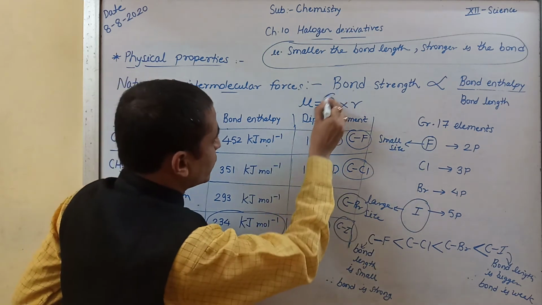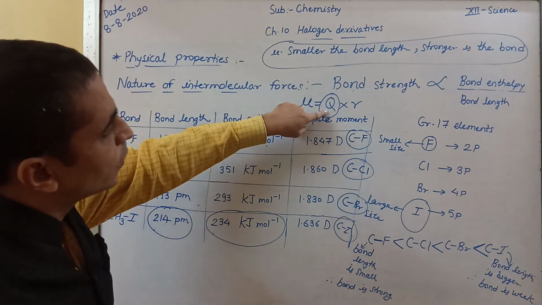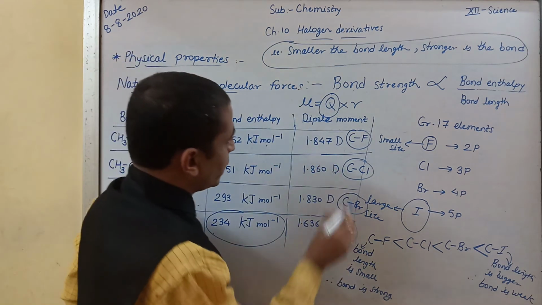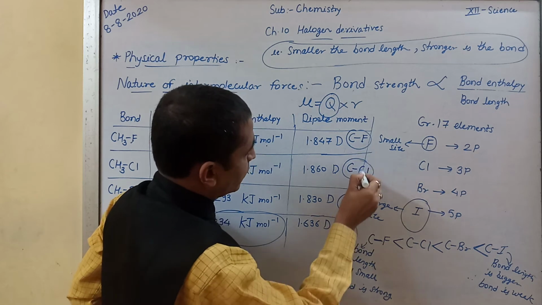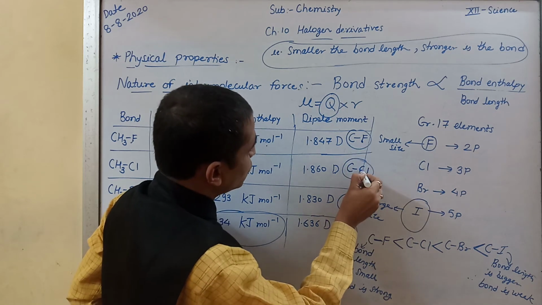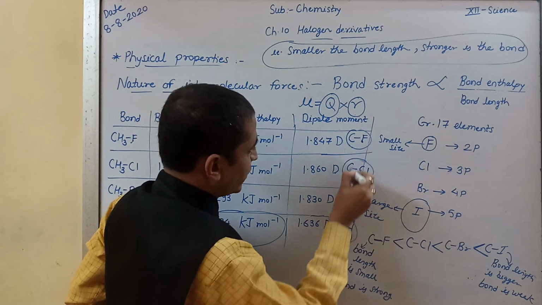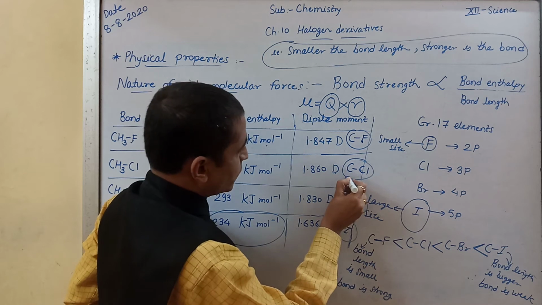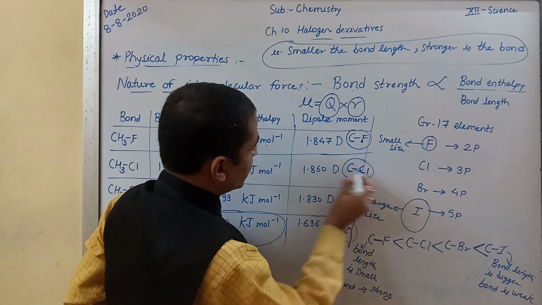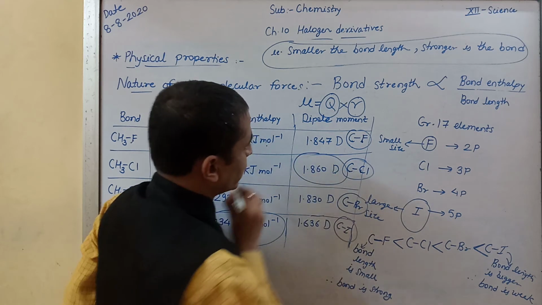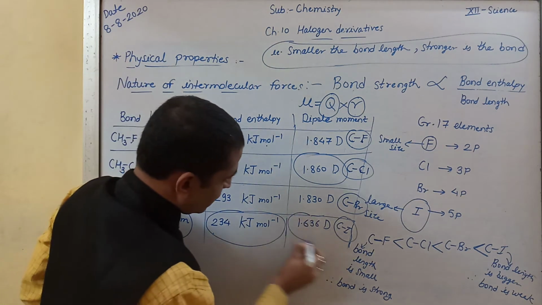the dominating factor is what? Q. The dominating factor of dipole moment is Q. Q means charge. You know that for fluorine and chlorine there is no difference in the charges. So here R affects the value of dipole moment for C-F and C-Cl, because for C-F the bond length is small and for C-Cl the bond length is more, and therefore the dipole moment of the C-Cl bond is greater, and for C-F it is smaller.